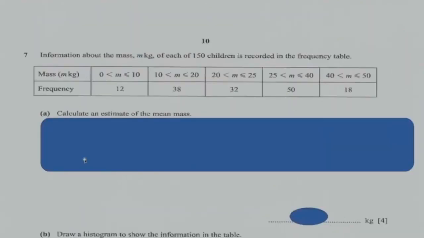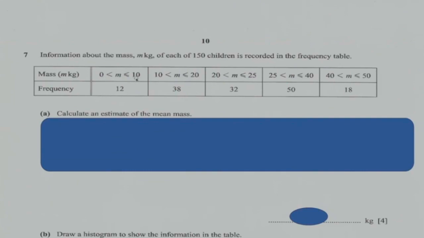Information about the mass, m kg, of each of 150 children is recorded in the frequency table. Mass given, frequency given, this range. Calculate an estimate of the mean mass. To get the mean mass, we have to get the middle numbers of these values.